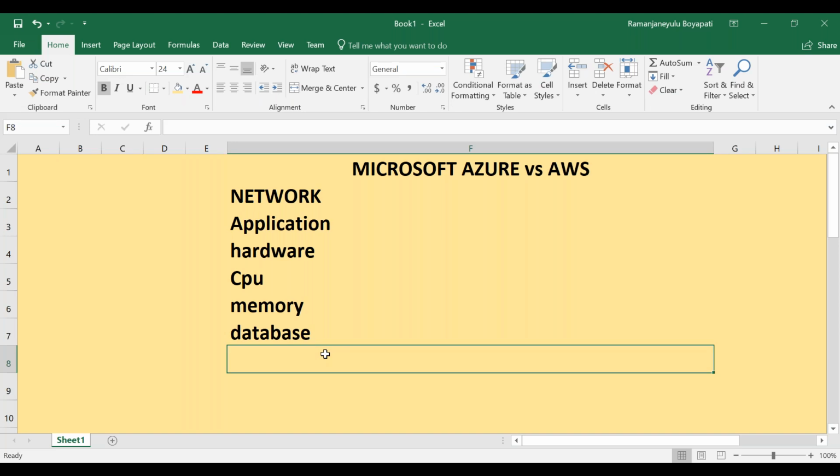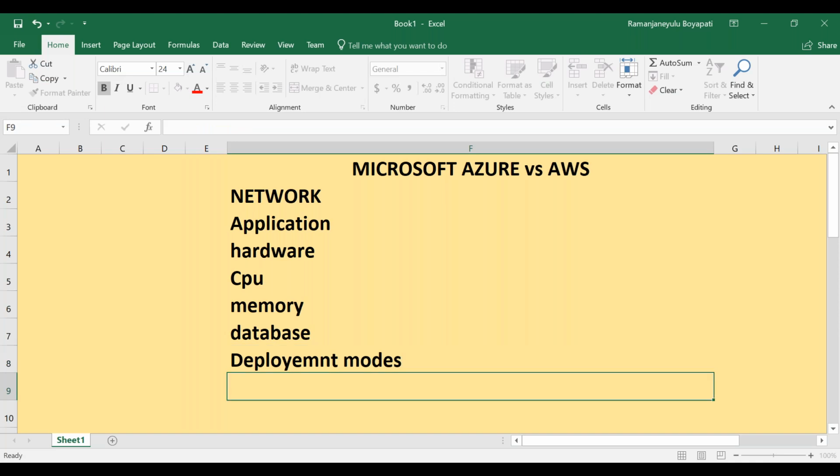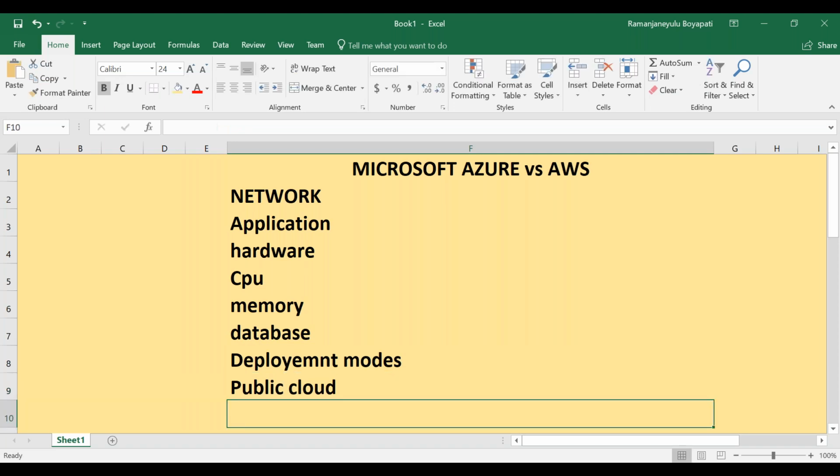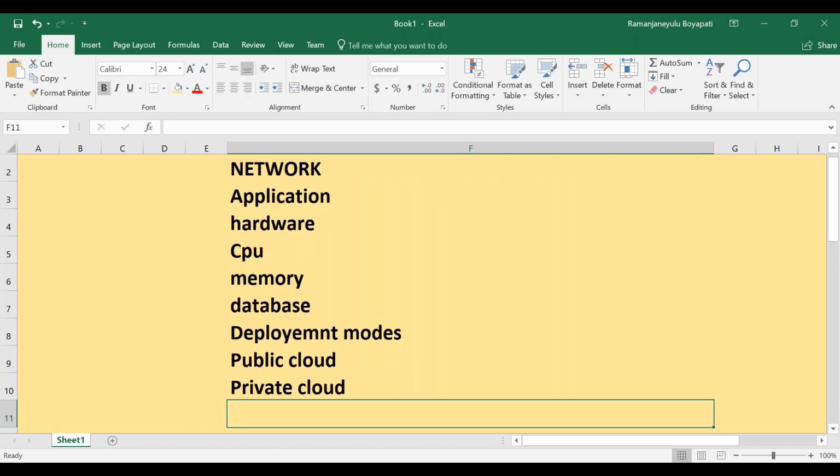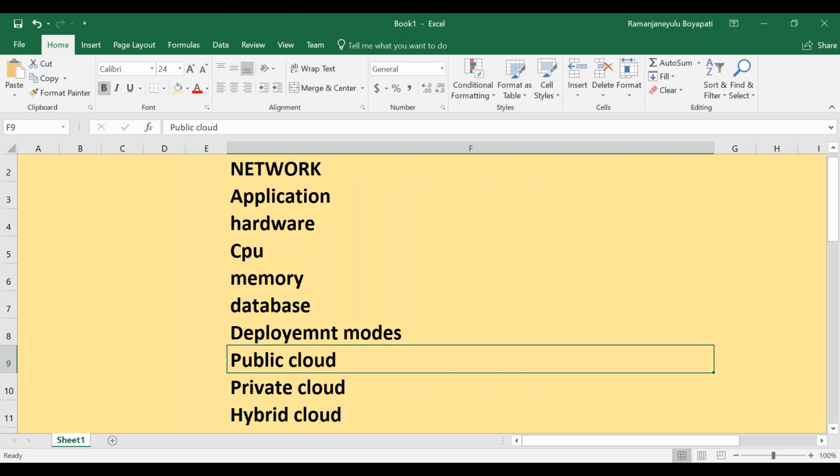Before we discuss the services under Microsoft Azure or AWS or any service provider that provides cloud computing, we have to discuss how many deployment modes we have under Azure. One is a public cloud, a private cloud, and a hybrid cloud. So what is a public, what is a private, and what is a hybrid?